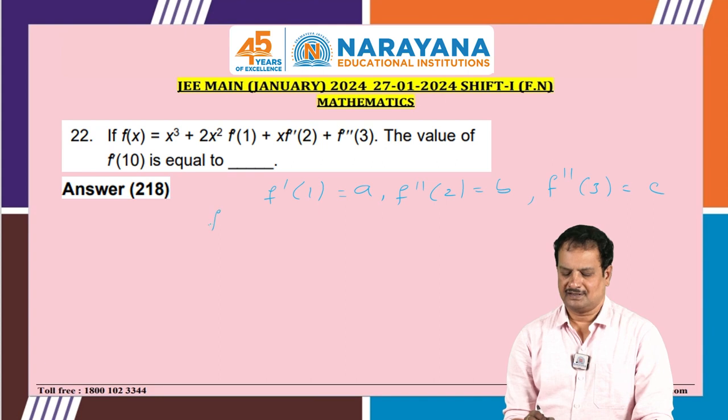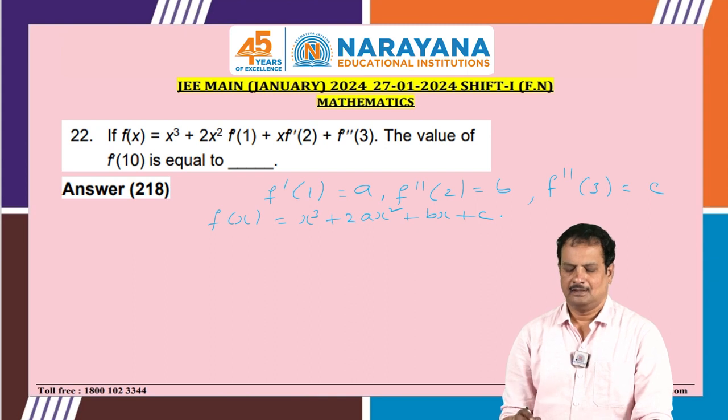So the same f of x can now be taken as x cube plus 2a x square plus bx plus c. This is what you can write. Okay. And next, since we have taken f dash 1 as a, you can now find out f dash x, of course.